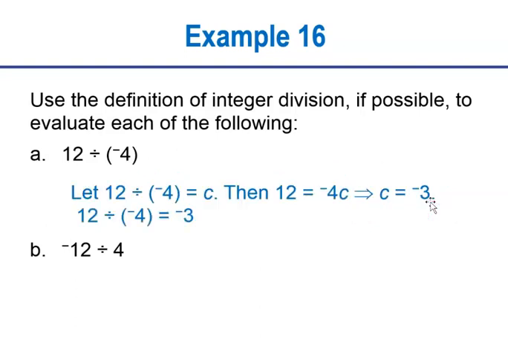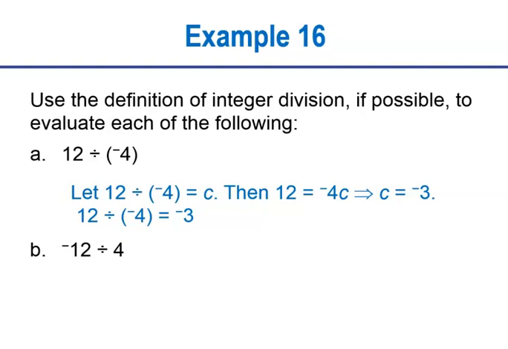And you look at the typed up version of that. Again, let 12 divided by negative 4 equal c. Then you could say by definition 12 is equal to negative 4 times c. C would have to be negative 3 for that to work. Therefore, 12 divided by negative 4 is negative 3. How about you do me a favor and pause the video and you do the next one.